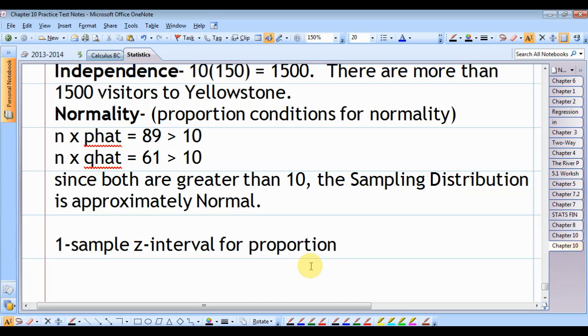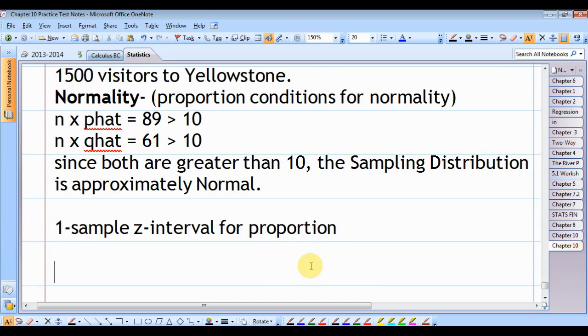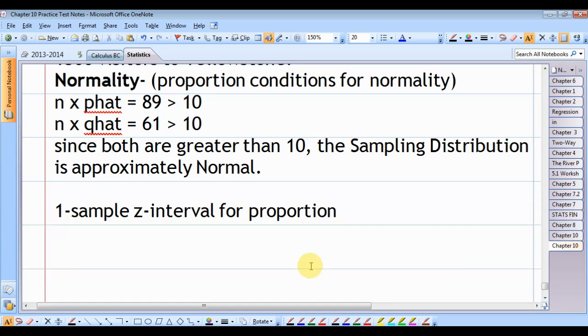One sample Z interval for proportions. Let's get our numbers. What do we need? P hat? 0.592. Nope. 89 out of 150. Q hat? 61 out of 150. I thought you were gonna start one decimal place, and that's fine.